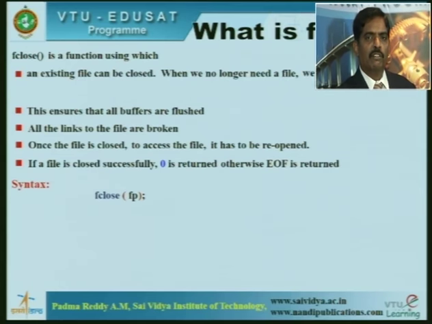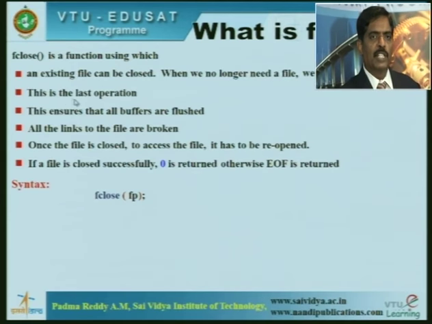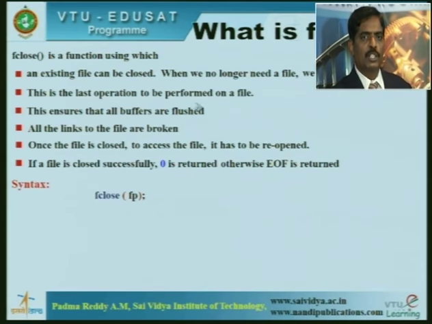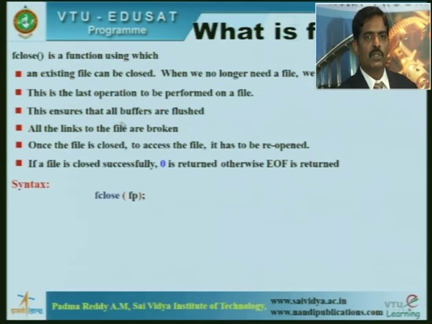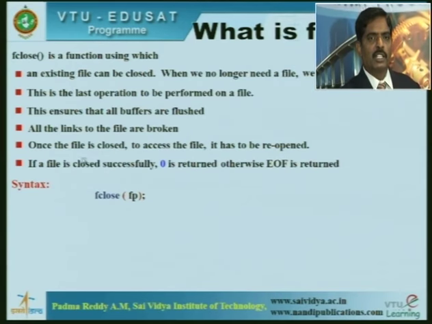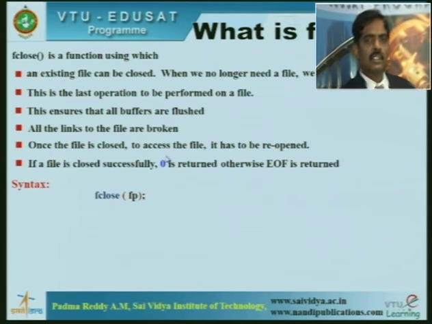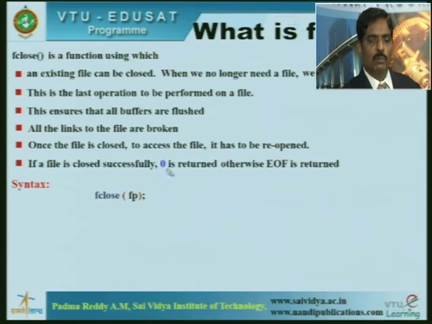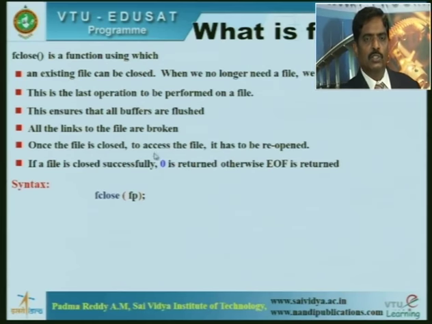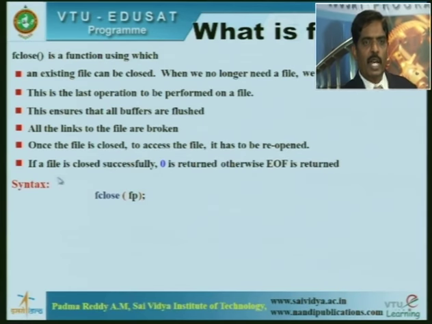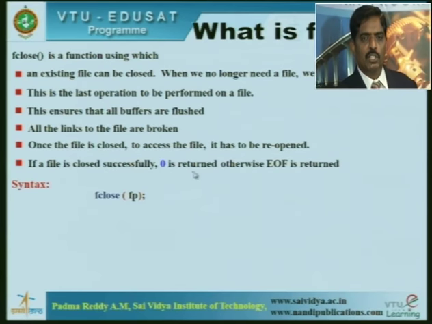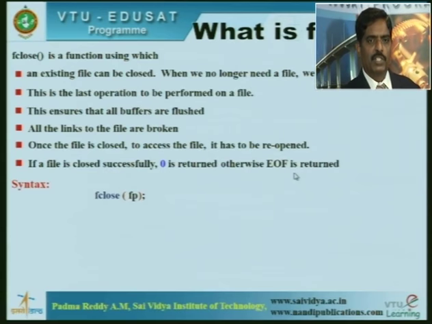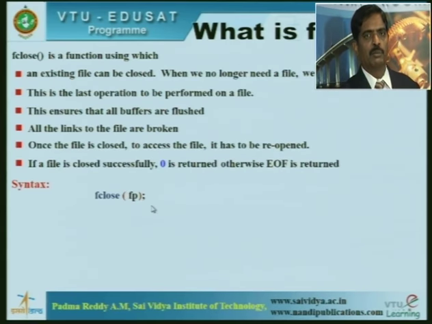When we no longer need a file, we close the file. The second point is that this is the last operation to be performed on a file. It ensures all buffers are flushed and all the links are broken. Once the file is closed, to access the file it has to be reopened. And if a file is closed successfully, 0 is returned, otherwise EOF is returned. So what is the syntax? You write fclose, with fp within parentheses like this, and end with a semicolon.